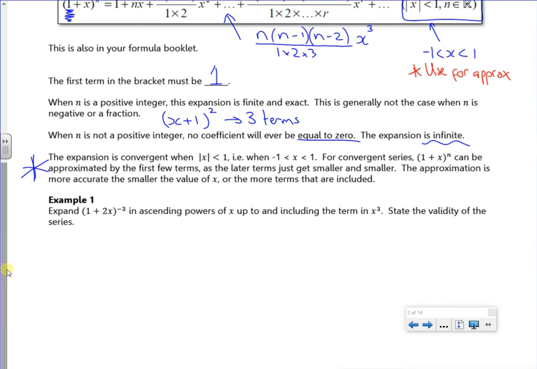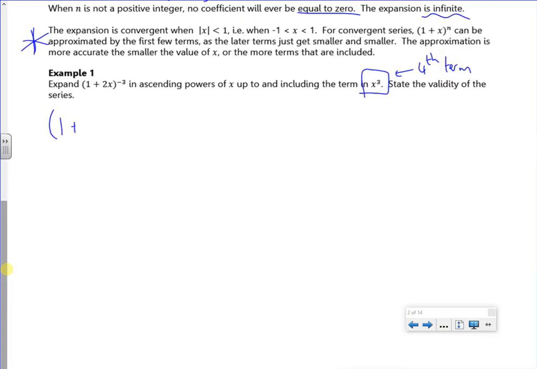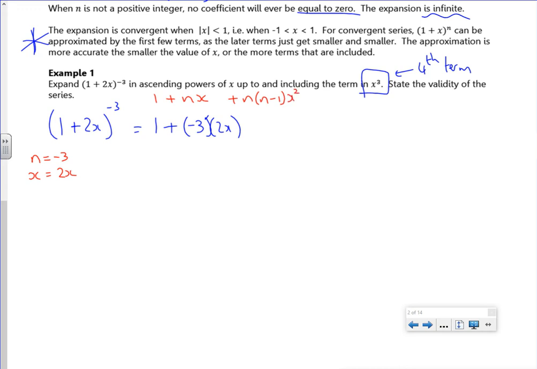Right, let's have a look at this equation here. It wants us to go up to and including the x cubed term. That's the fourth term along. So I've got 1 plus 2x to the power minus 3. Using the formula, it's 1 plus nx, where n is minus 3 and x is 2x. Then plus n, n minus 1, x squared over 2, so that's minus 3, minus 4, 2x all squared over 2.